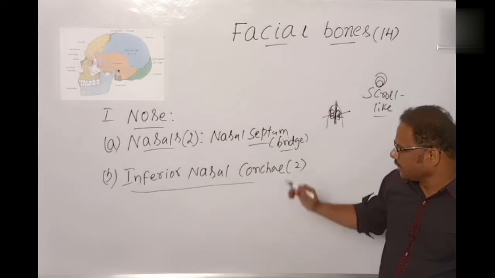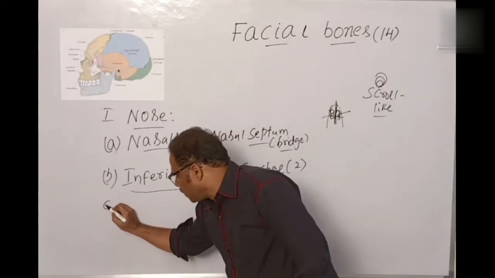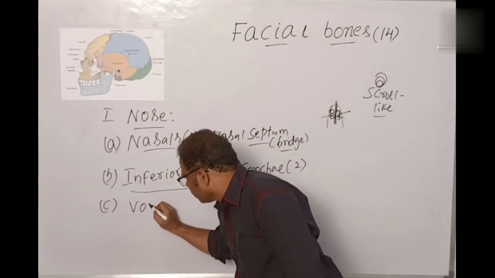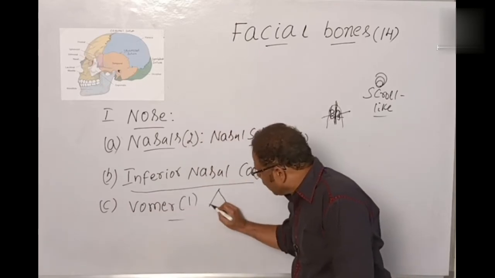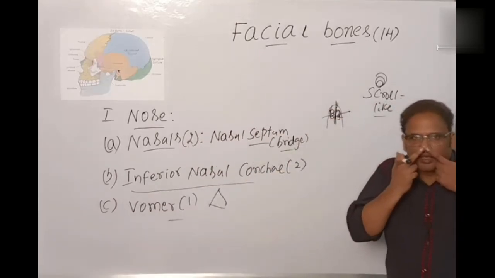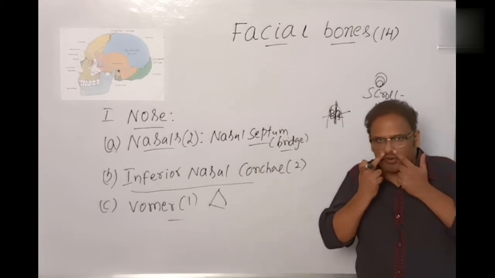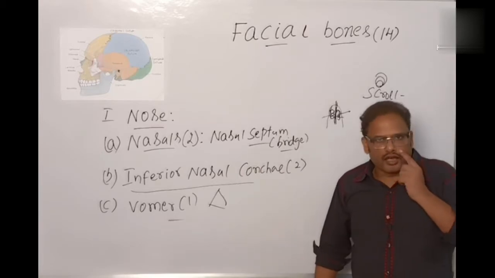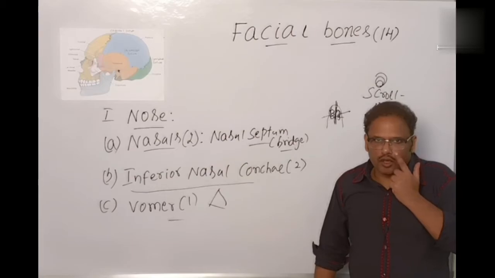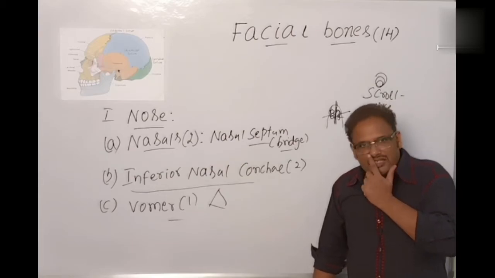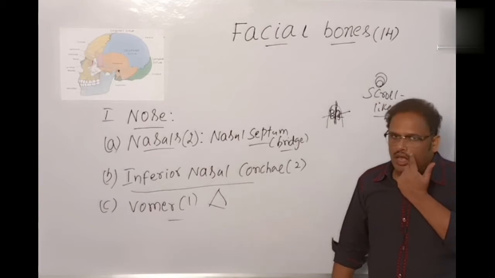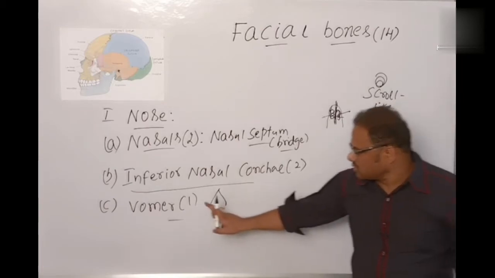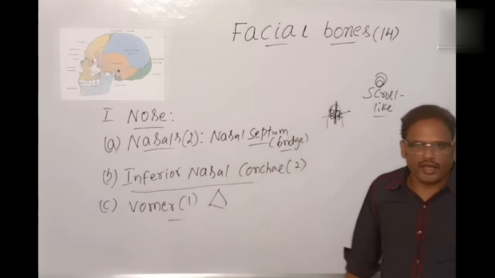Okay, students. Nasal part done. The third one is the vomer bone. This is a single bone. It's a triangular bone present at the base of your nose. All of you touch here and feel it. Are you feeling your vomer? Type in the comment box below. It's a triangular bone present at the base of the nose, and that is called a single bone. It's the vomer, a triangular bone.